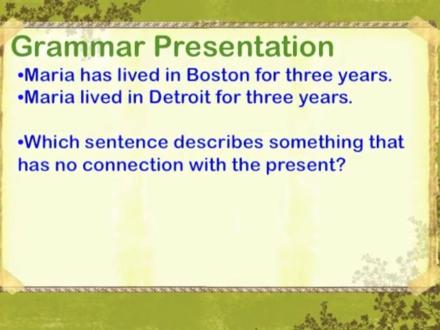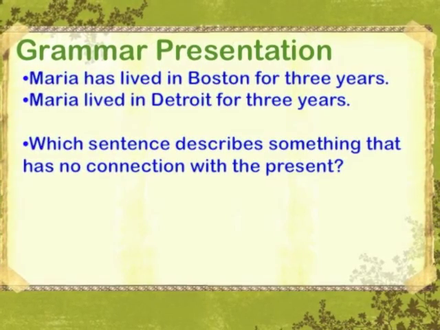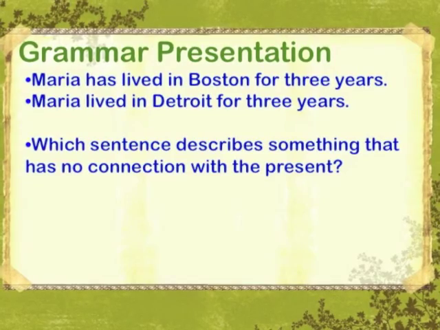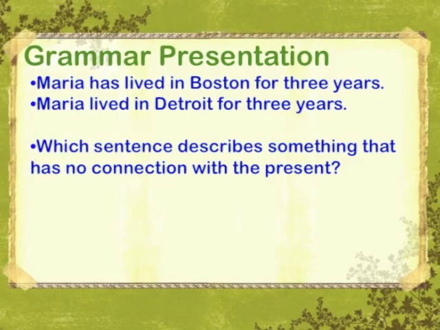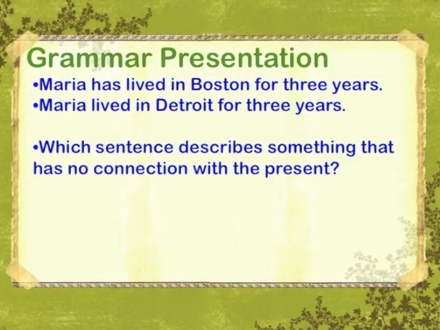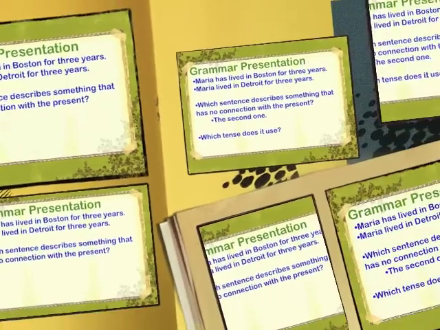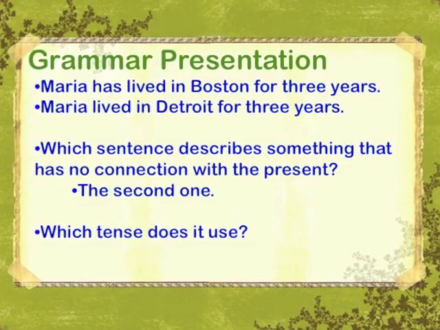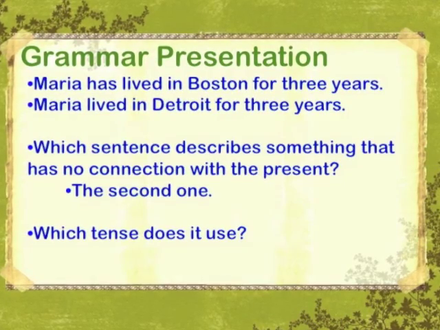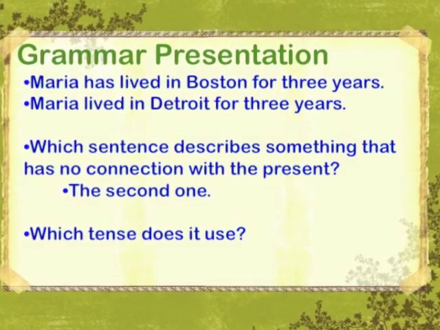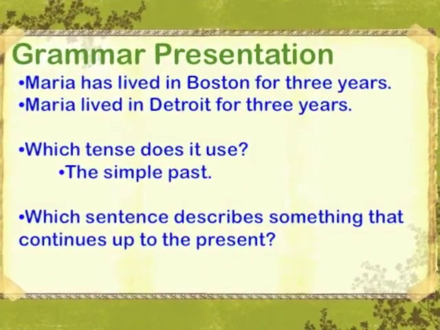Alright, so let's go ahead and look at two specific sentences. Maria has lived in Boston for 3 years. Maria lived in Detroit for 3 years. Which of these sentences describes something that has no connection with the present? Go ahead and pause while you try to figure it out. The second sentence has no connection with the present. It's completely finished. So which tense does the second sentence use? It uses the simple past, right?